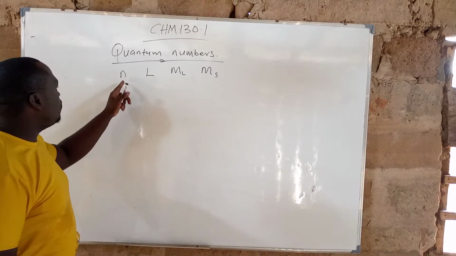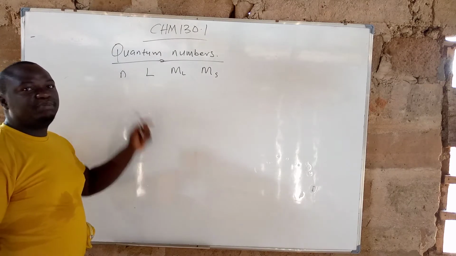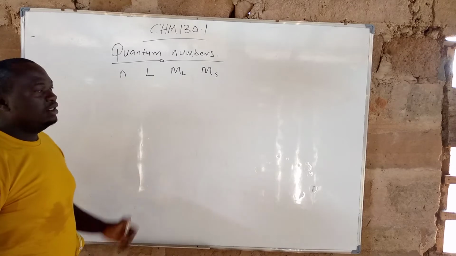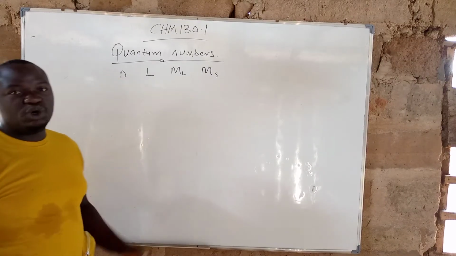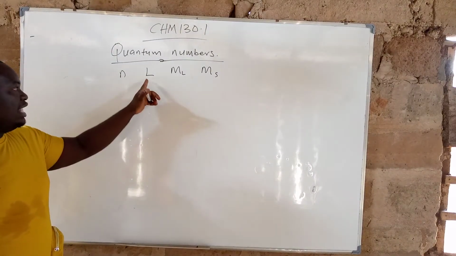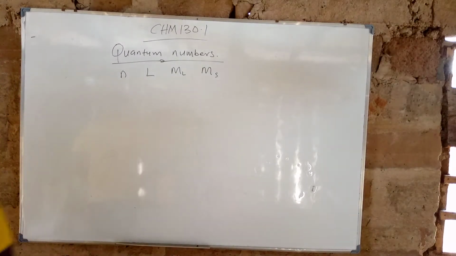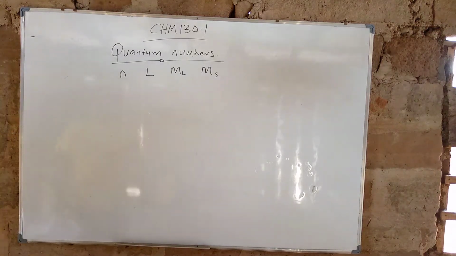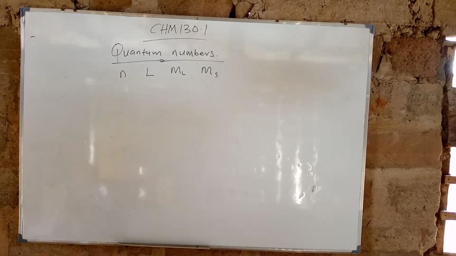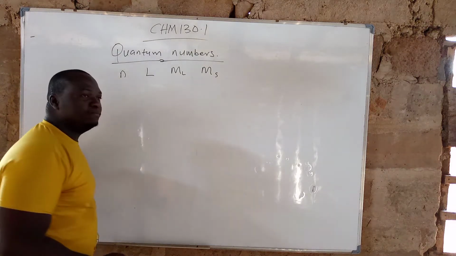Now, you have to know what the N is. The N is the principal quantum number. The L is the azimuthal quantum number, and you can also call it the angular momentum quantum number. The ML is called the magnetic quantum number, while the MS is called the magnetic spin.